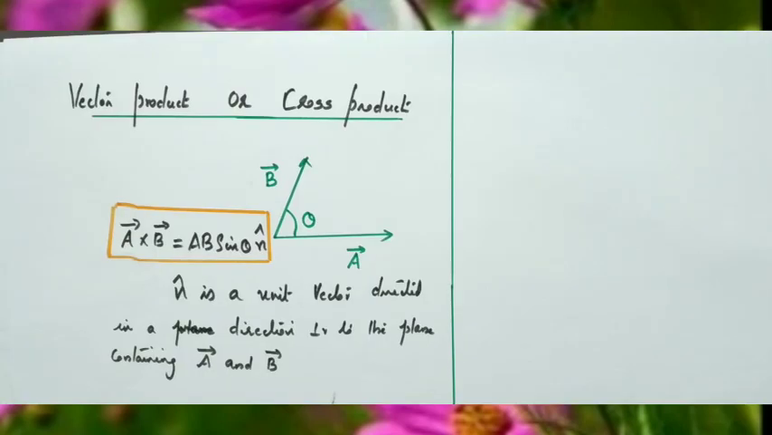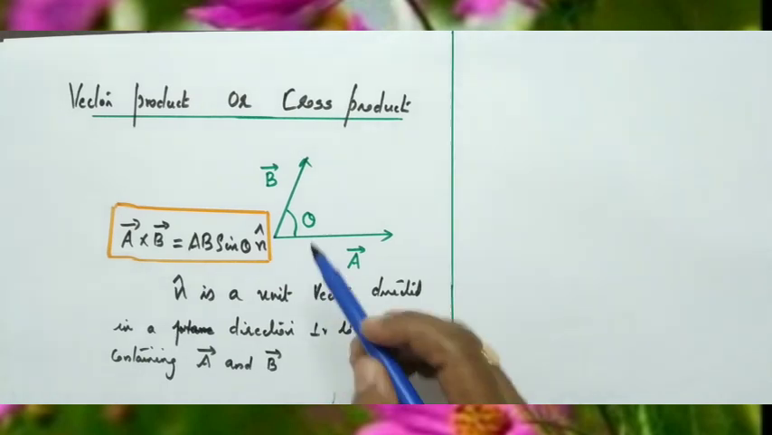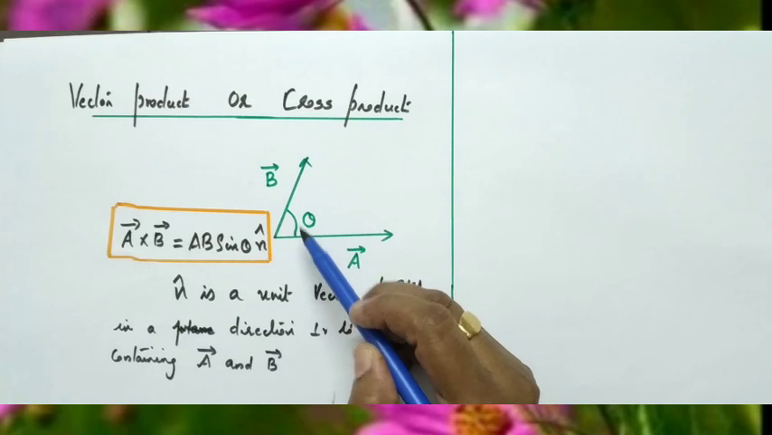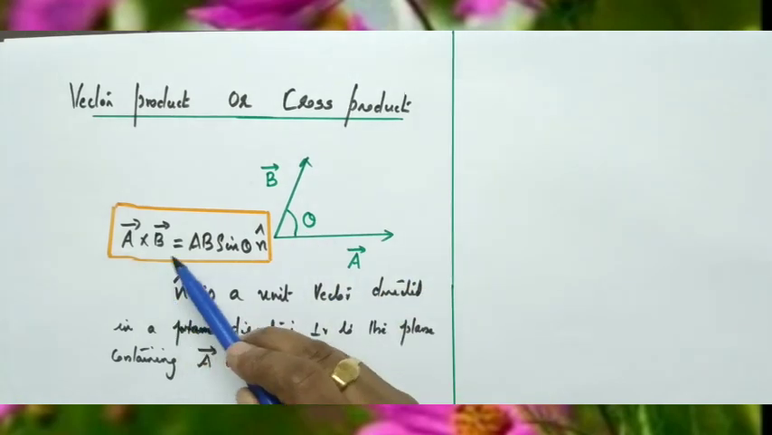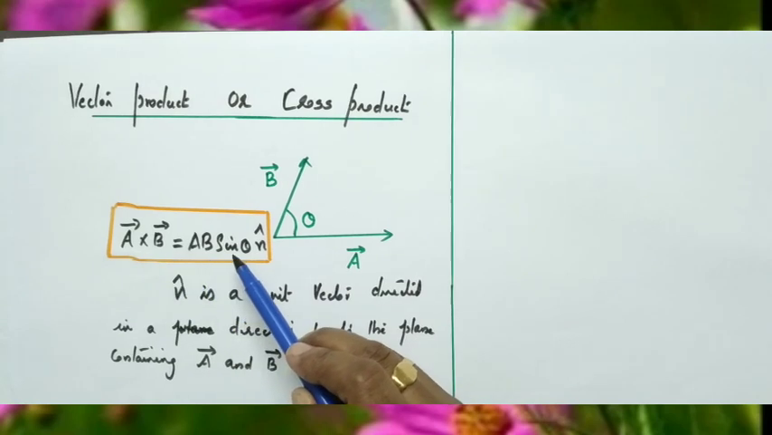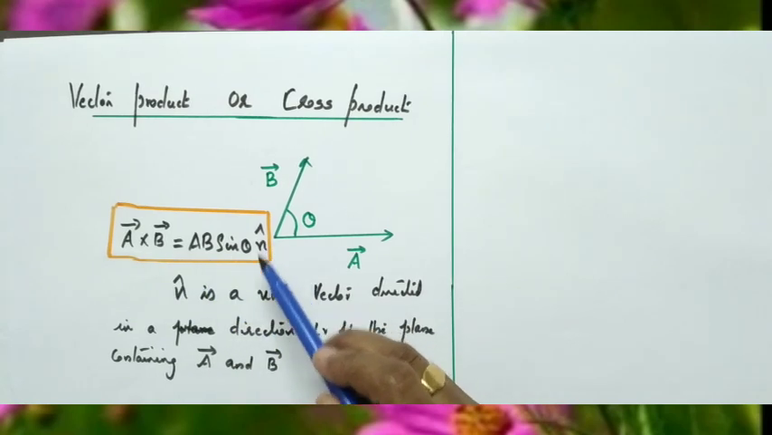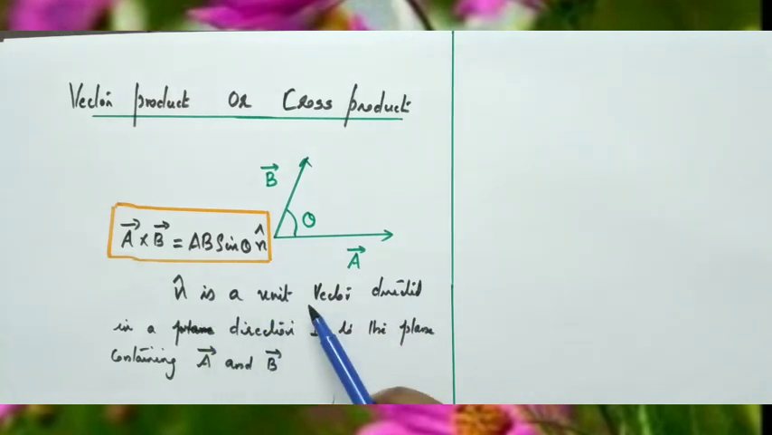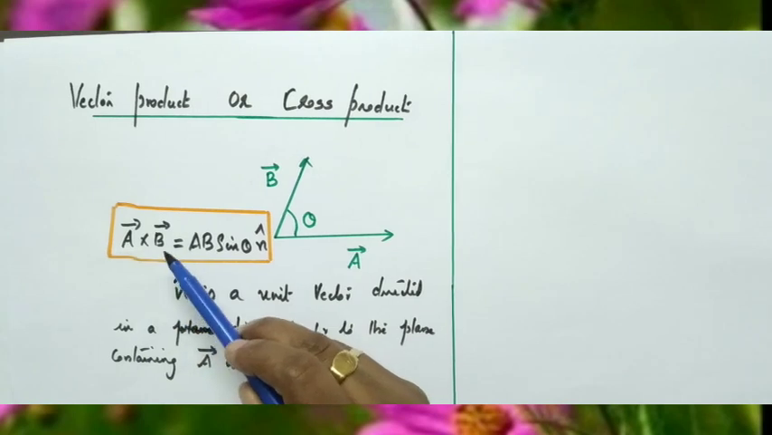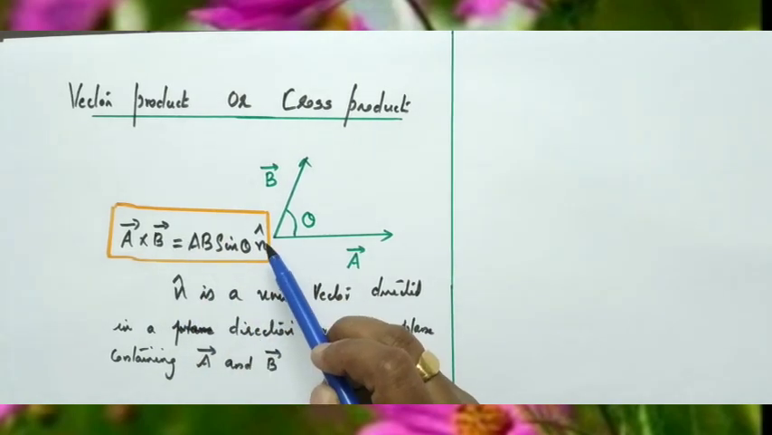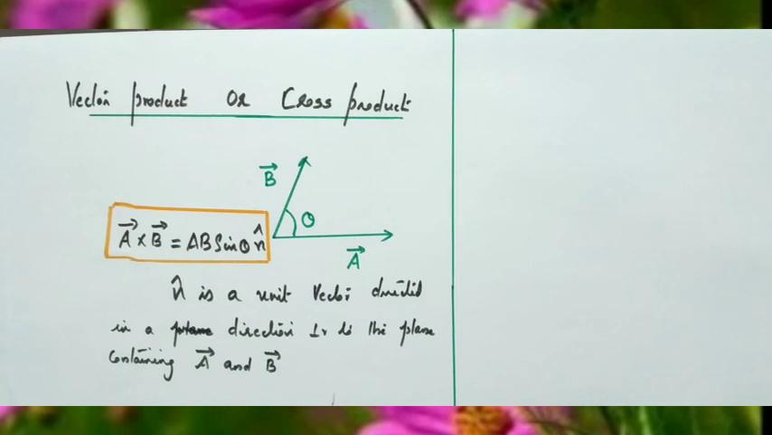Now the second one is vector product or cross product. Consider two vectors, vector A and vector B, separated by an angle theta. The cross product or vector product of these two vectors is given by vector A cross vector B equal to AB sin theta in the unit vector n. n cap is the unit vector directed in a direction perpendicular to the plane containing vector A and vector B. So what does it mean? AB sin theta n cap means A is a vector, B is a vector, and its product is also a vector quantity. Hence the name vector product.